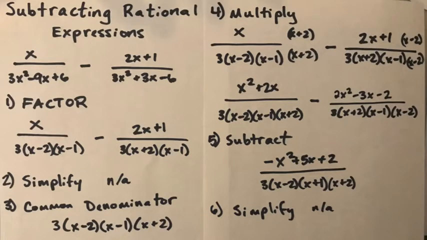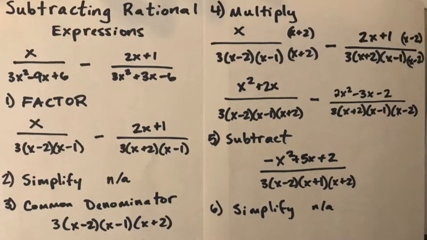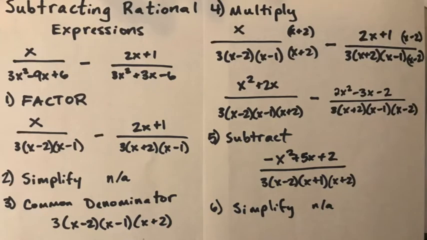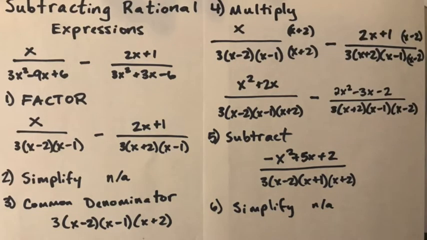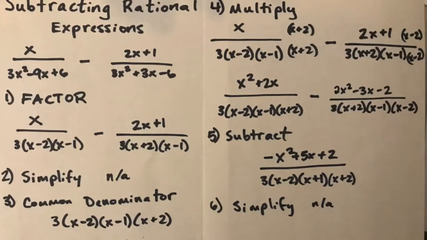Here's the problem: x over 3x squared minus 9x plus 6 minus 2x plus 1 divided by 3x squared plus 3x minus 6. Again, our first step is factor everything. All I can factor is my denominators. This first one, we can factor a 3 out, and then we'd be left with x squared minus 3x plus 2, and that can factor further to x minus 2, x minus 1. So that's how I get this first fraction, x divided by 3, x minus 2, x minus 1.